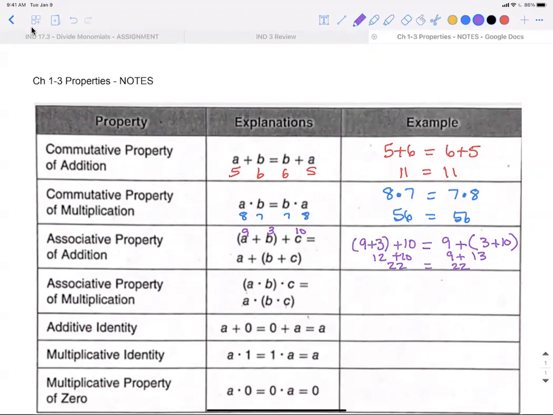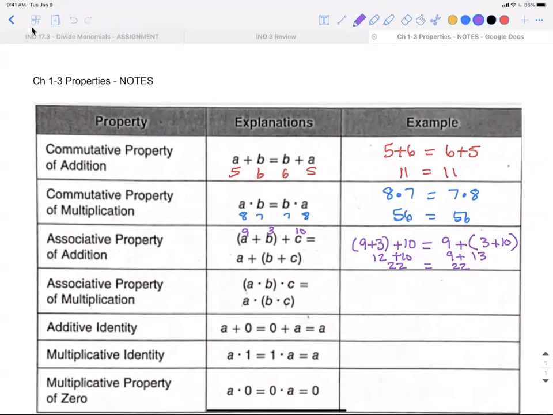So the next thing we're going to look at is the associative property of multiplication. And it basically is the same as addition, which makes it kind of nice because we don't have to remember a bunch of different stuff.